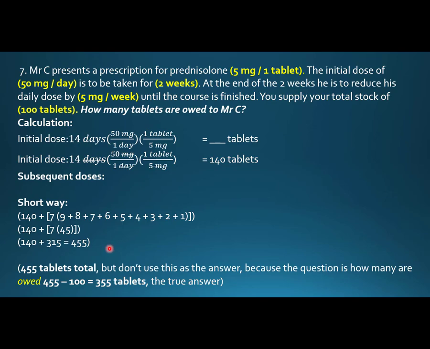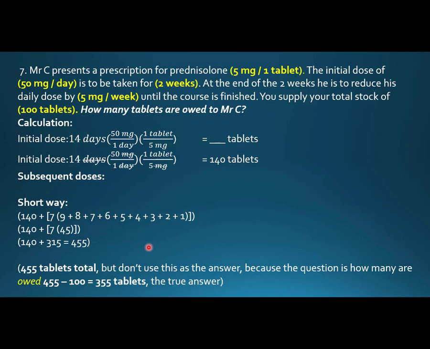So be careful, that's not the question. We don't want to know how many tablets are owed. We gave him everything we had. We gave him 100 tablets. So 455 minus 100 makes 355, the true answer. Okay? That's the short way to do it.